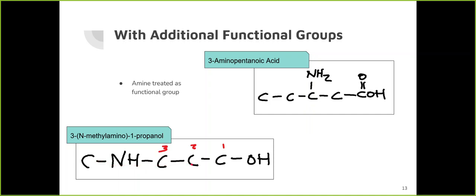Here we've got an alcohol, but an alcohol is still higher priority. So this is going to become an amino group. We've got 3 carbons, so that's propanol. This alcohol is on the first carbon, so that's 1 propanol. And then you have to denote that it's a methyl amino group, because you've got this methyl group out here attached to this guy. So that's N-methyl amino. And then the 3 denotes that it's attached to this third carbon.